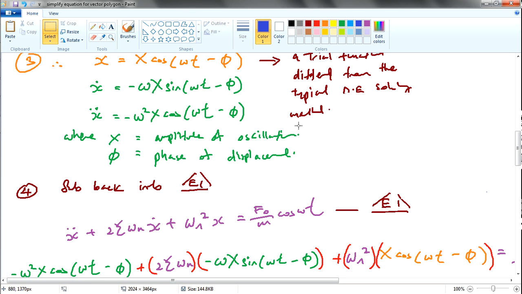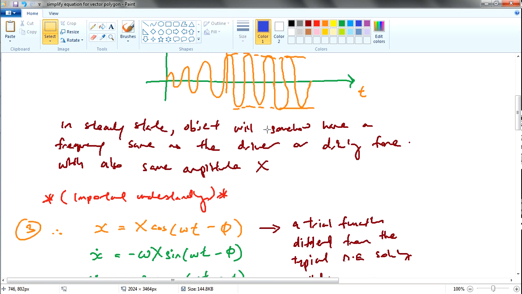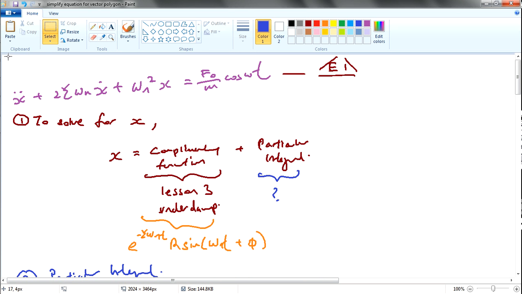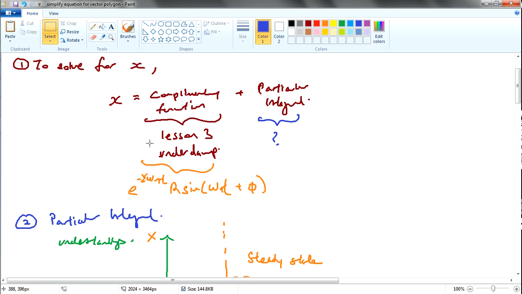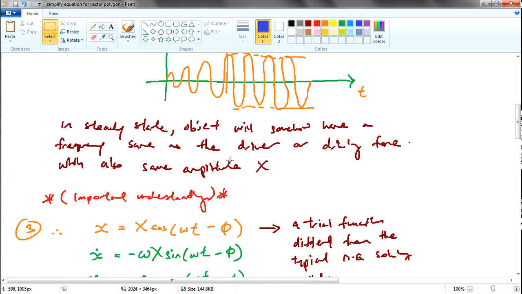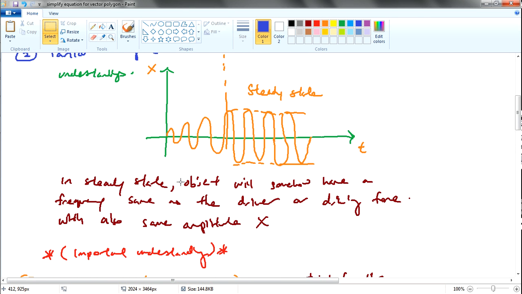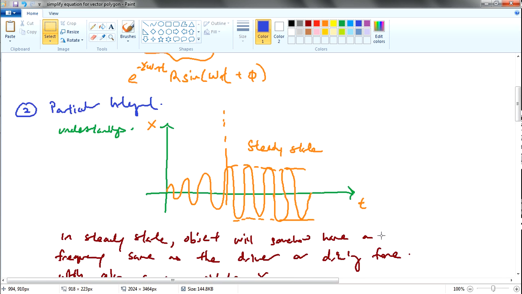I've talked too much, so let me summarize. We have this equation from the last video, and to solve for x, we need a complementary function and a particular integral. The complementary function, we know it already. We also talked about the particular integral, and how we choose it. We actually use this, the analogy just now. Next video I'll talk about this.